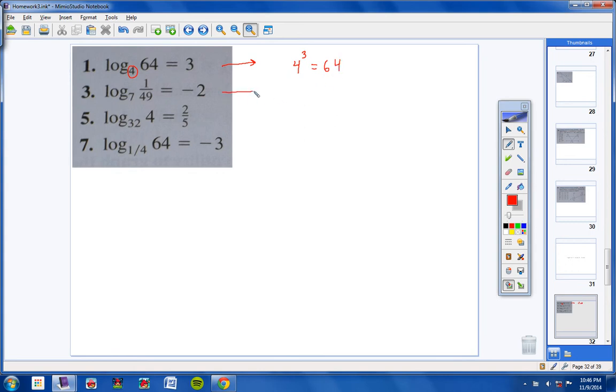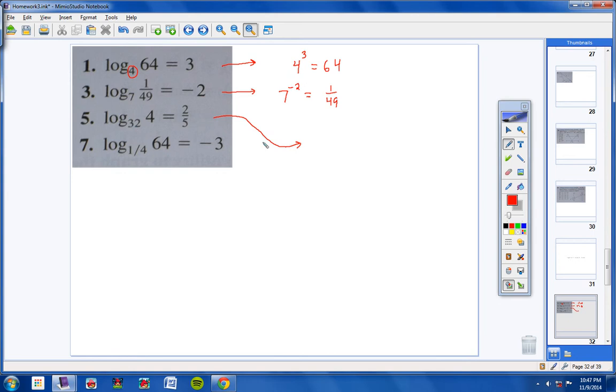Number 3. Here's your base, 7. So you put your base here. Here's the number all by itself here. That's your exponent. Here's your argument, 1 over 49. That goes right over here. And we're moving on. Problem number 5.